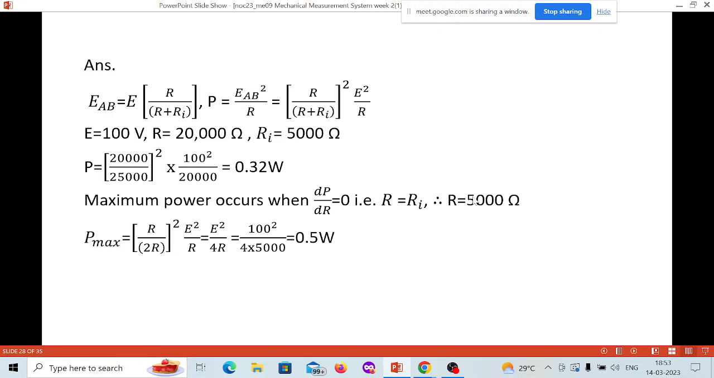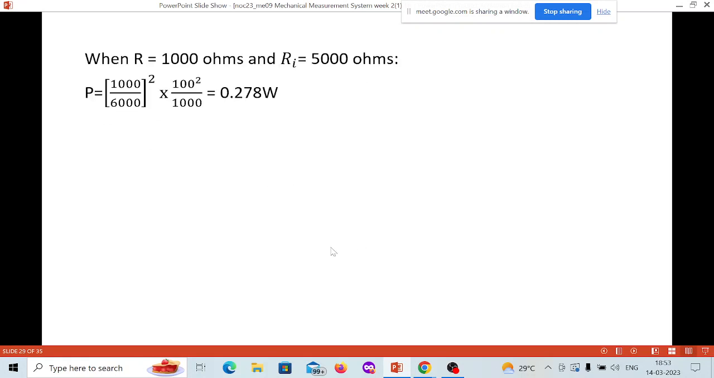So when we substitute R equals Ri, we have R by 2R the whole square into E square by R. So R gets cancelled out, so you have E square by 4R. When you substitute E is 100, 4 into R is 5,000 ohms, you get 0.5 watt. As you can see, when the resistance of the load comes down from 20,000 ohms to 5,000 ohms, the power has increased from 0.32 to 0.5 watt.